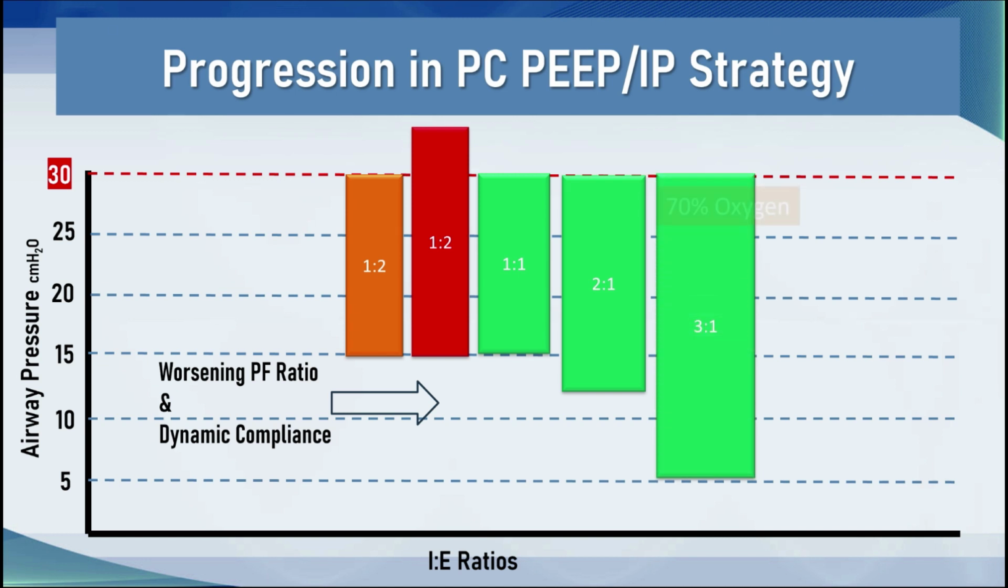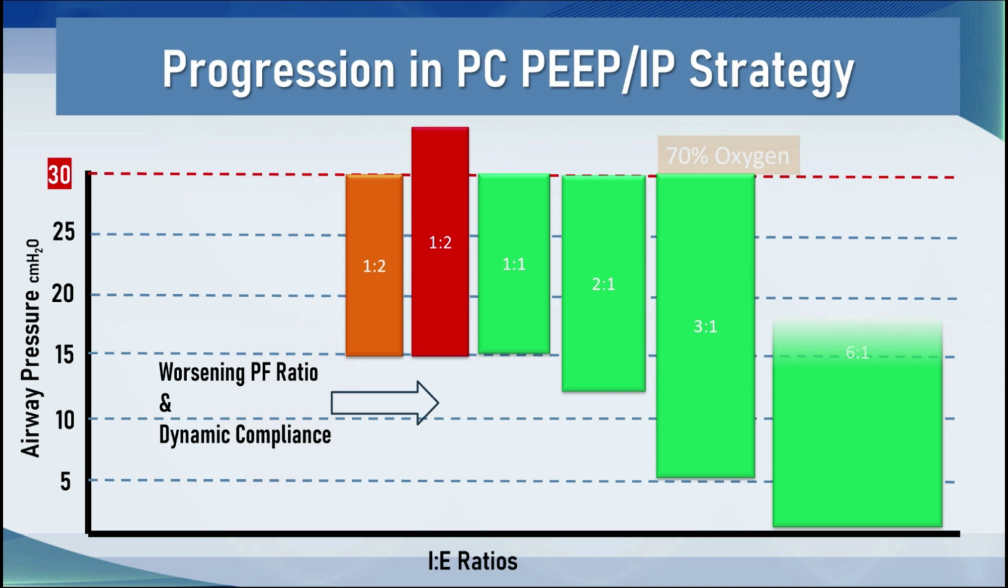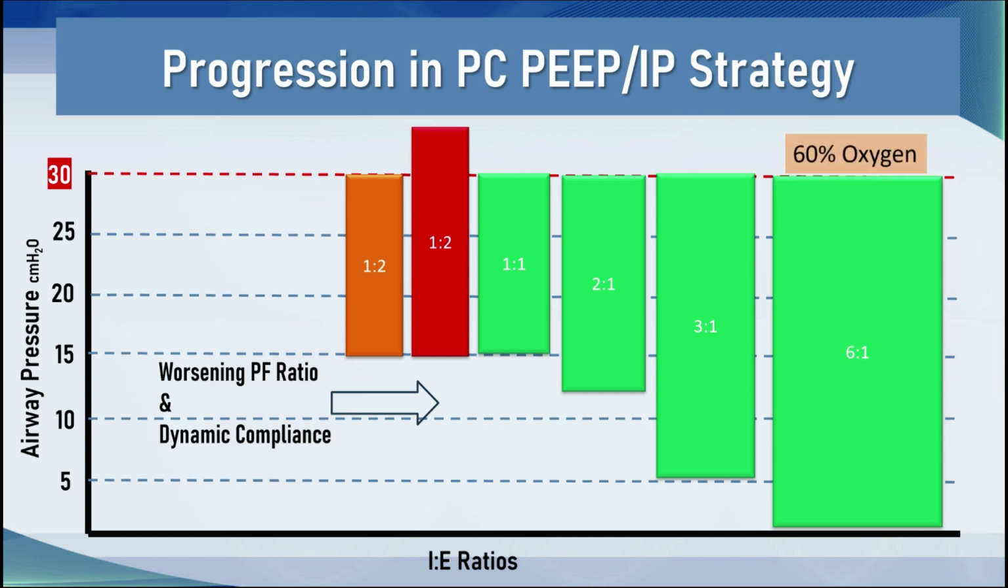To get down to 70% oxygen, we're now at a 3:1 I/E ratio. The PEEP has gone right down to 5. Again, the true PEEP is much higher than that because of auto-PEEP. And the patient's on 70% oxygen. And we can go even more extreme here. We can go to 6:1 I/E ratio.